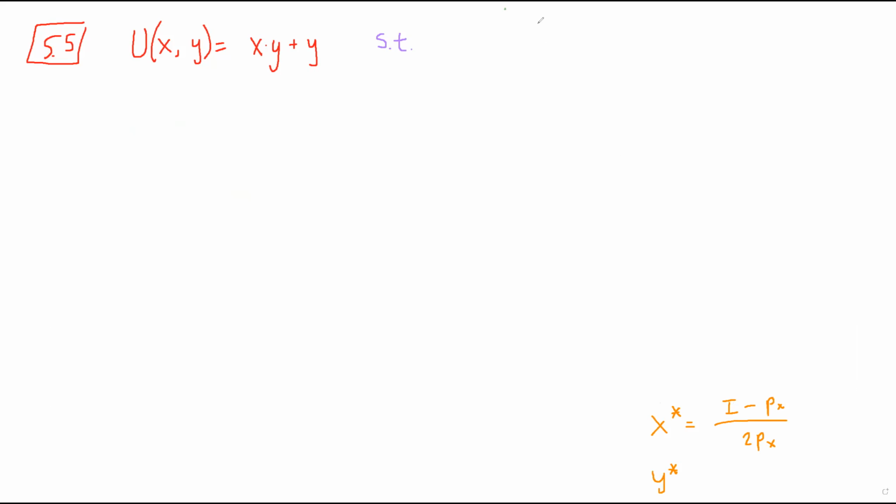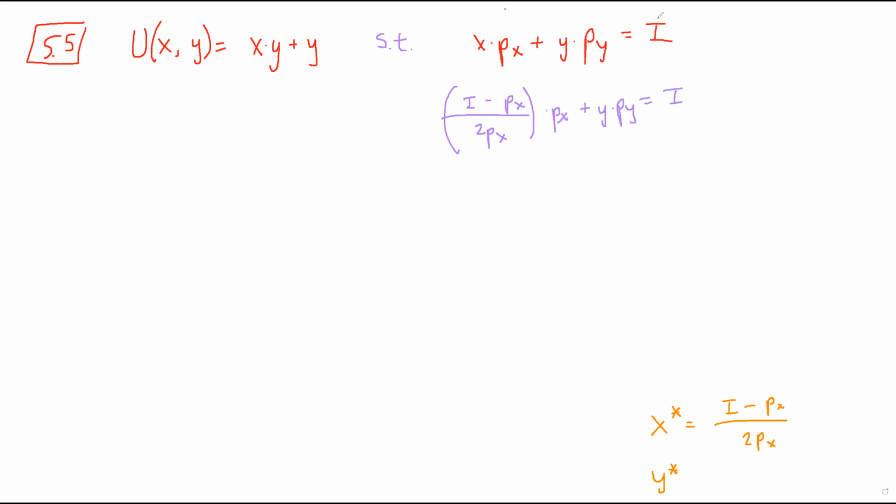All I really need is my budget constraint, which was xpx plus ypy equals I. But now I know the value of x. I have just found x star. I'm going to plug this guy in for x right there. So I get (I minus px) over 2px times px plus y times py equals I.